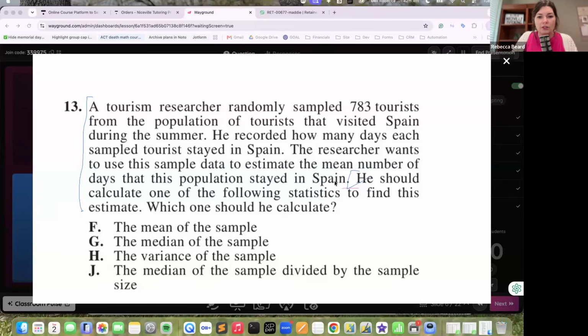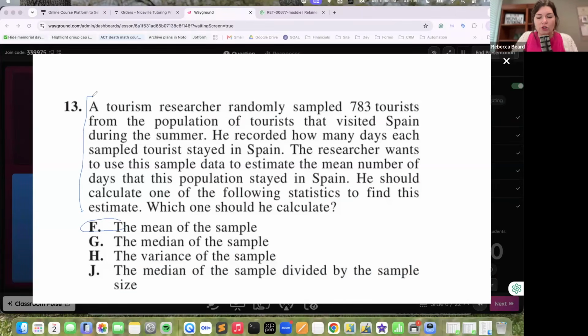If I read the last sentence and it doesn't tell me exactly what I'm looking for, then I back up a little bit. The researcher wants to use the sample data to estimate the mean number of days that the population stayed in Spain. So this pretty much gives away, just reading those two sentences, F: they want the mean of the sample. If I need to verify it, I would look at the top.